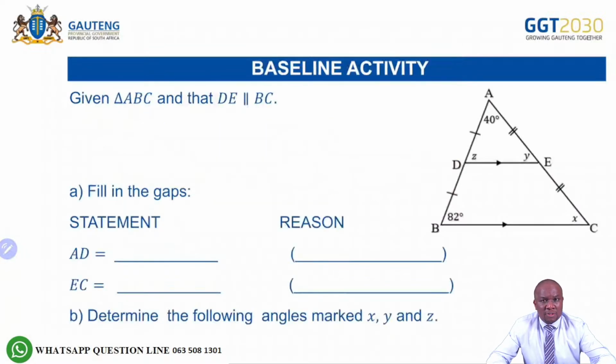Right, usually we start with our baseline activity. I want us to do this activity in 5 minutes. A, just easy. According to the diagram there, AD is equal to what? EC is equal to what? And then after that, find the size of angle X, angle Y, and angle Z. Let's do this A and B in 5 minutes.